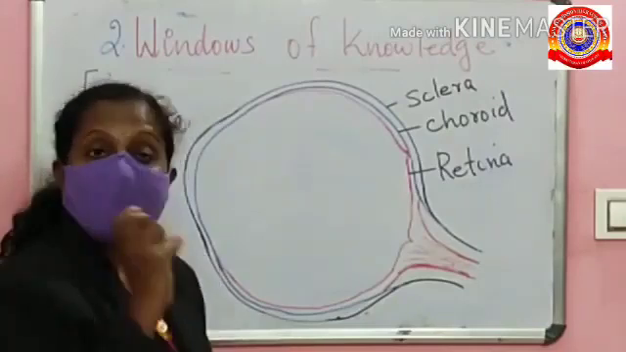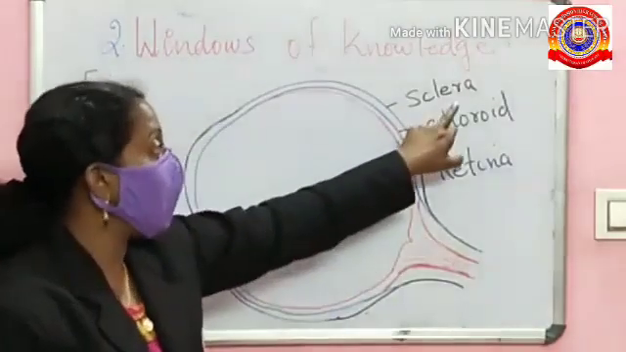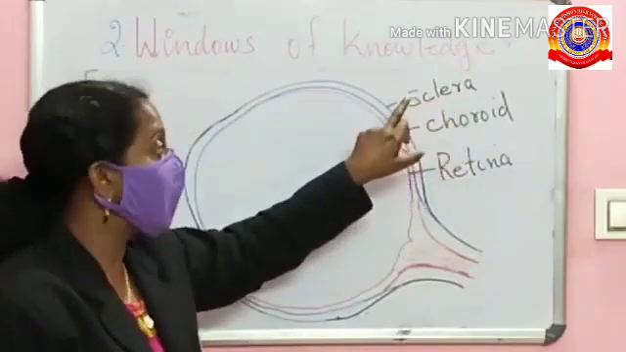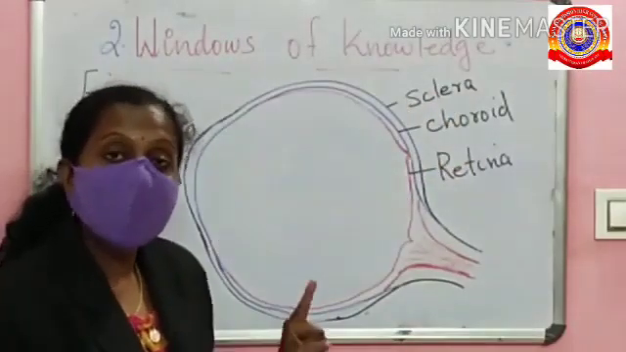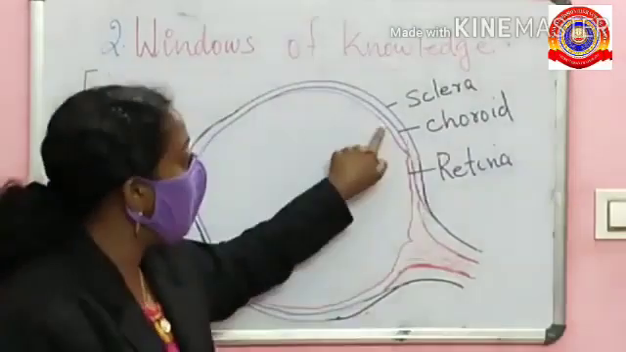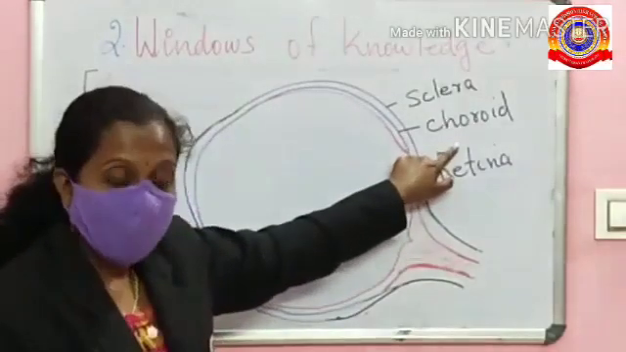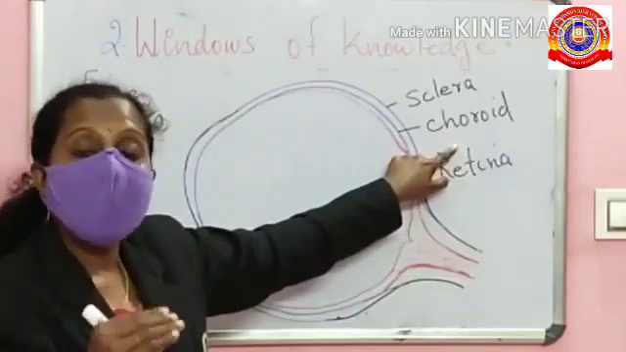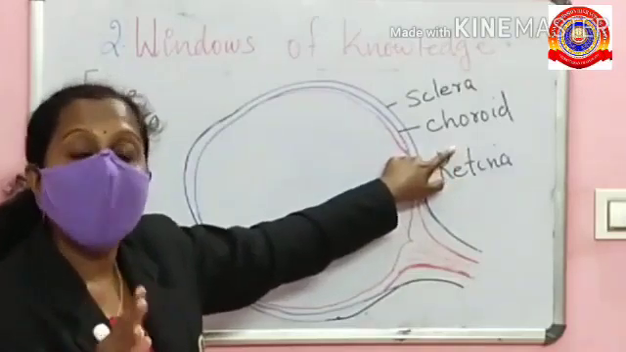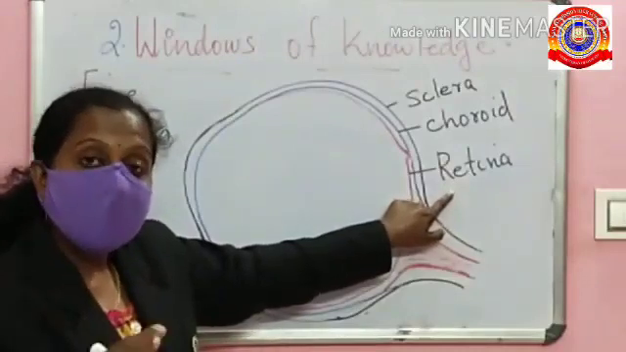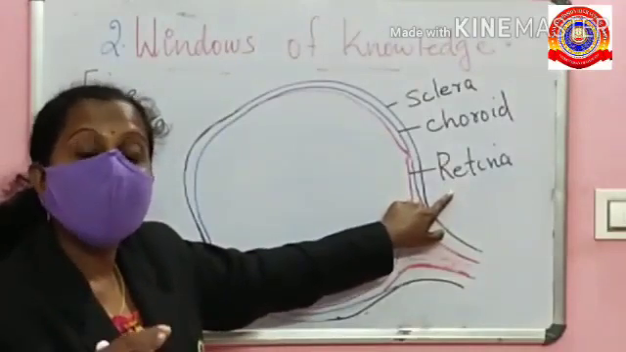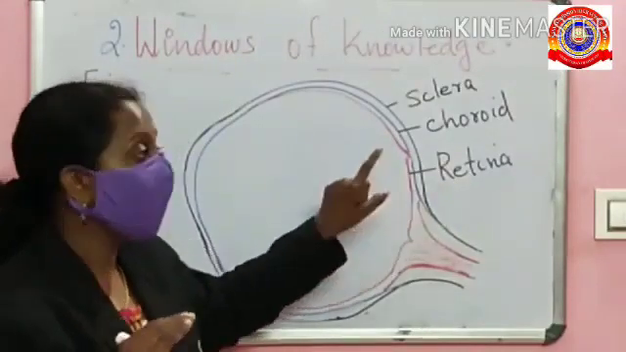So once again, 3 layers are there. Outermost layer is called sclera, which gives firmness to the eye, and it is made up of connective tissues. Middle layer is called the choroid, and a large number of blood vessels are present. Third one is the retina. In the retina, numerous photoreceptors are present.